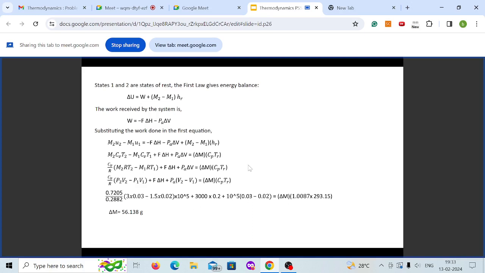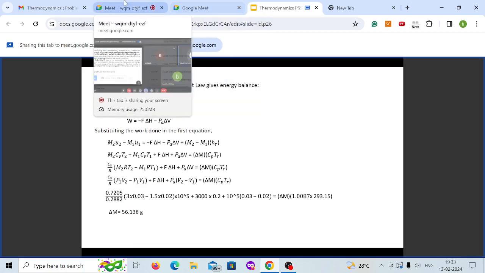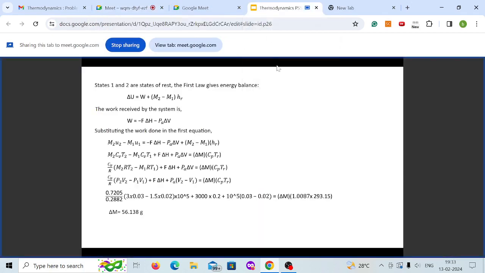Is this clear? Any doubts? No, sir. Okay. I think this was the last problem. If you have any doubts, you can ask, or else we can close the session.